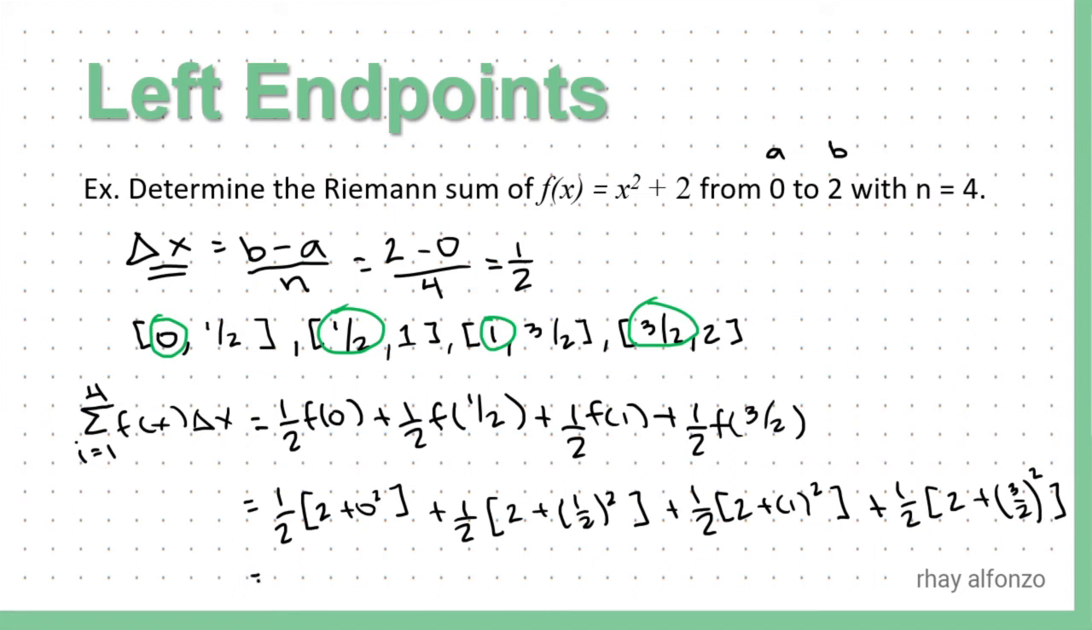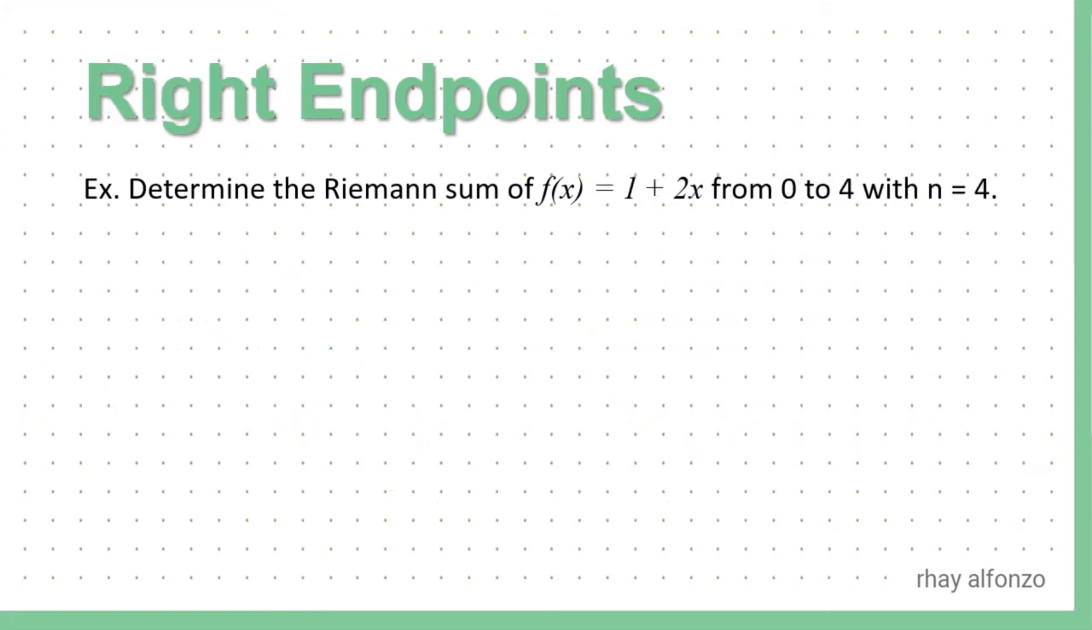And adding these all up, we get 23/4. So this is our Riemann sum using left endpoints with 4 subintervals. Next example would be right endpoints.